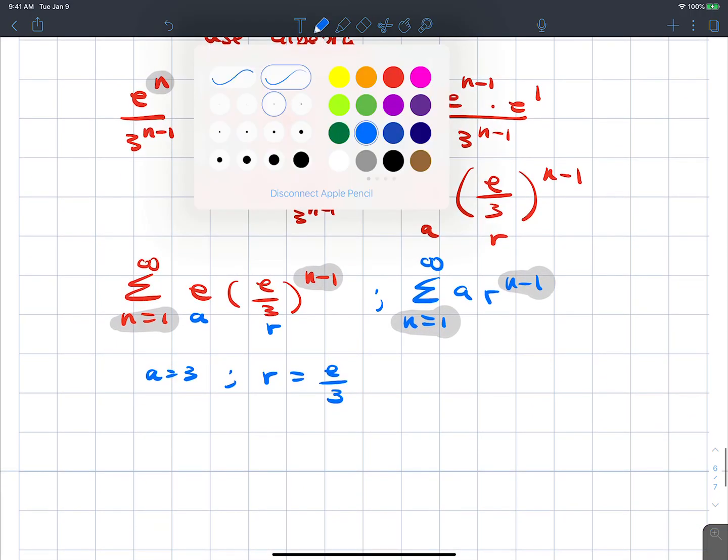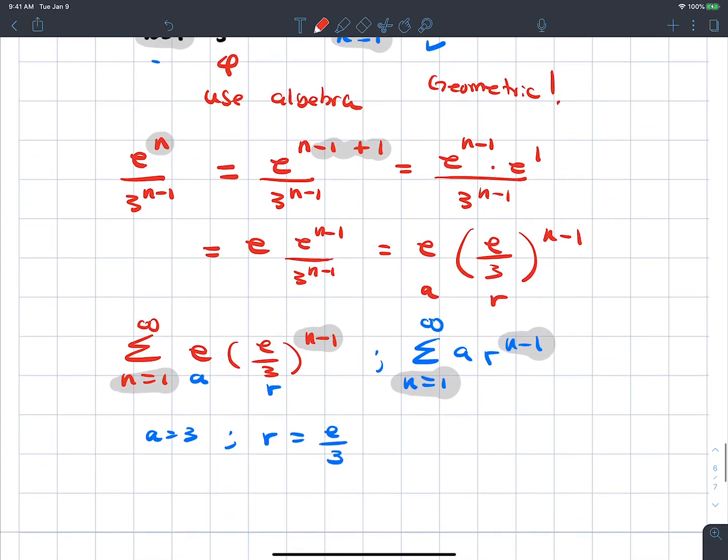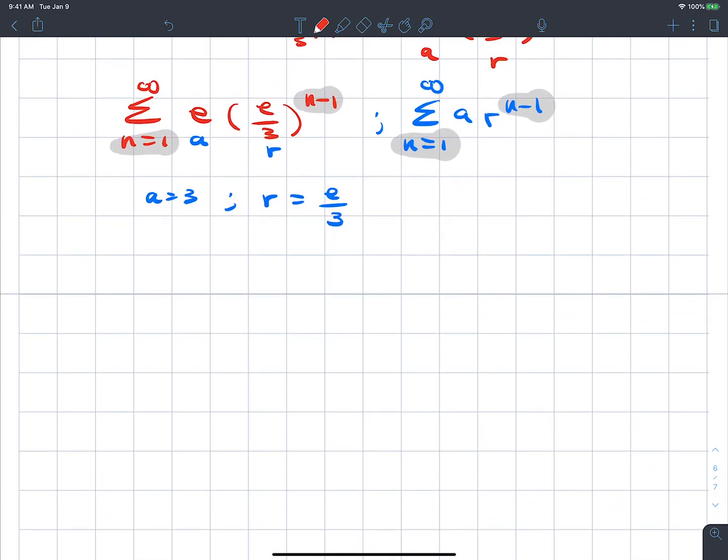So I can say, okay, we have a geometric series. We just have to see if it's convergent or divergent. And you say, how do we know? Well, the absolute value of r needs to be strictly less than 1.